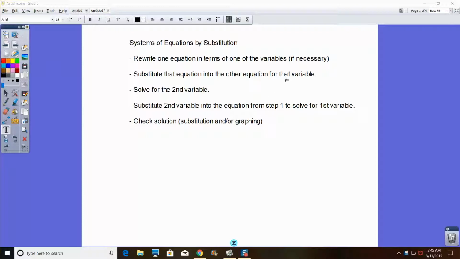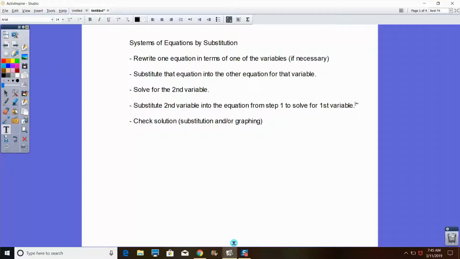So here's the format we're going to follow. We're going to rewrite one equation in terms of one of the variables if we have to. We're going to substitute that equation into the other equation for the variable, solve for the second variable, and then substitute the value we get from the second variable into the equation from step one.